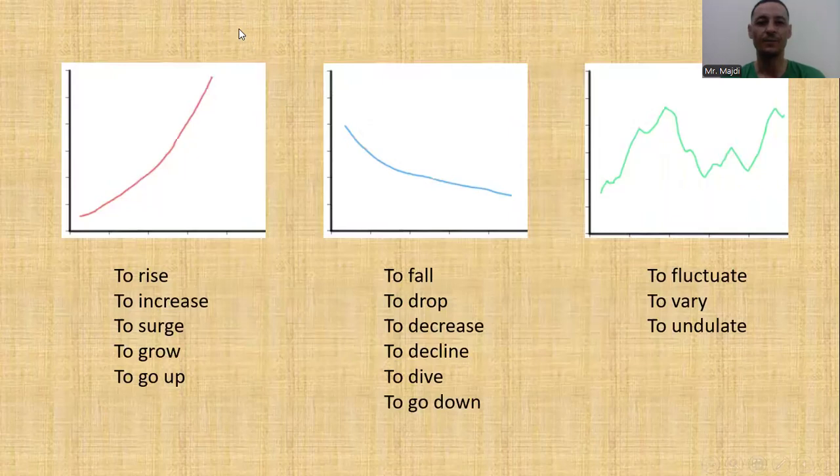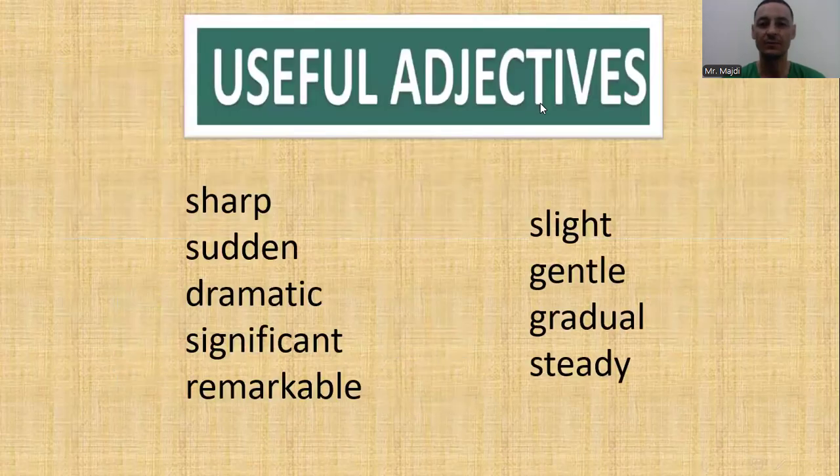Okay, vocabulary. We don't have to repeat the same words over and over again, like verbs. You don't have to do that because you lose marks. Repetition is not recommended in IELTS writing. If the trend is going up, we can say to rise, to increase, to soar. You see the rest of the words. Again, you can use a variety of these words in order to avoid repetition. If it's going down, you can say to fall, to drop, to decrease, to decline, to dive, or to go down. Okay, you choose, but don't repeat the same word. If it's going up and down, you can say fluctuate, vary, and undulate.